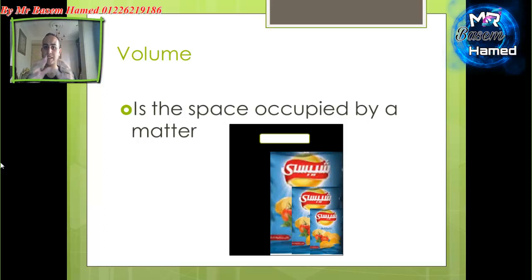How can we estimate the volume of this object? Volume is the space, so we must measure the space that the object takes. Volume is the space occupied by the matter. Look, we have these three Shipsy packets. Which one has the biggest volume? The biggest volume is this Shipsy packet. Why? Because it takes more space in this case.